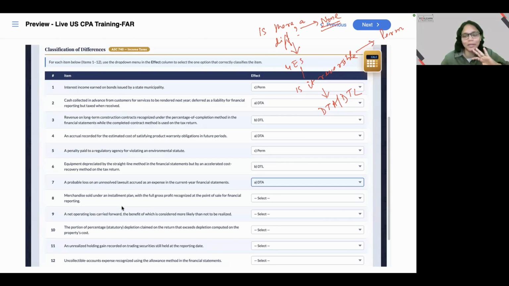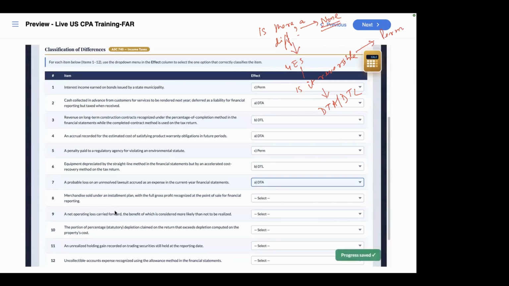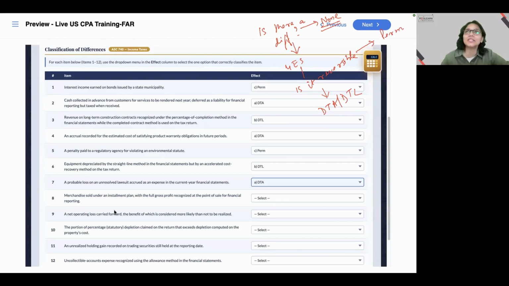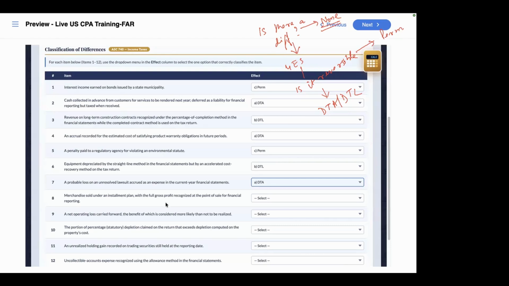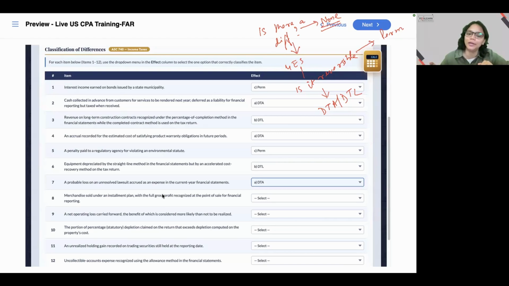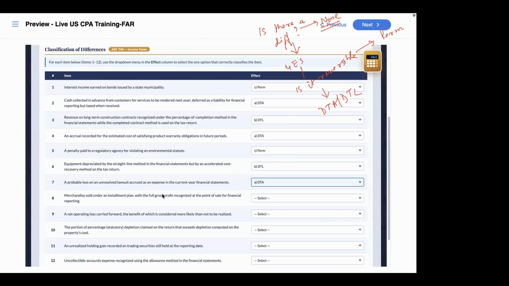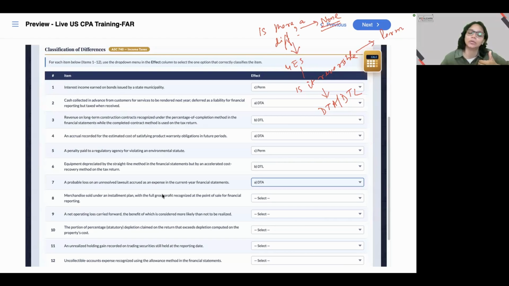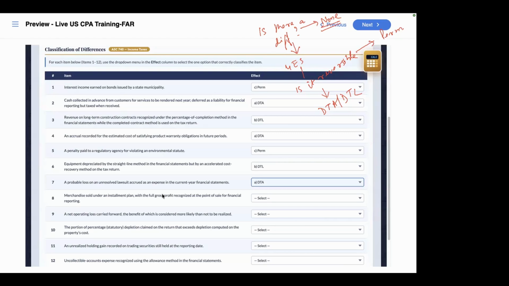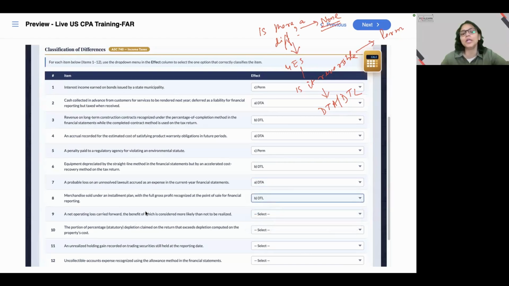Assume you don't know anything about installment sale. What does this question reflect? Tell me. What is happening currently? In accounting, what have you done? The full amount of the profit has been recognized in this year, but the tax has not included it this year, right? So accounting income will be more than the tax income, so it is a DTL. Have you understood? You don't need to know installment sale. They've already explained it to you, right?